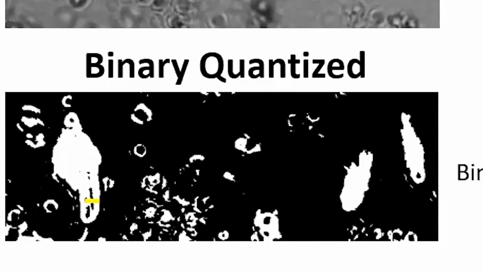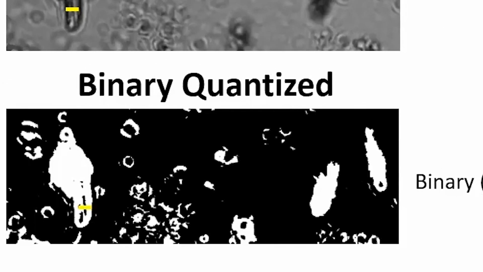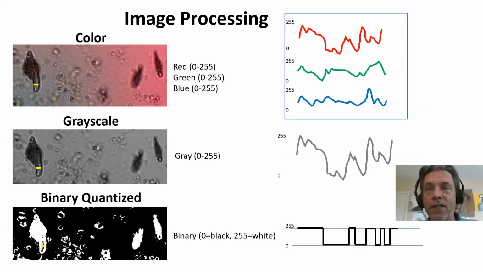which is basically black and white. The object's white, the background's black. Once you can do that, then it's very easy to separate the object from the background. So the simplest way is if the object is much darker than the background or much lighter than the background, then it's a piece of cake.